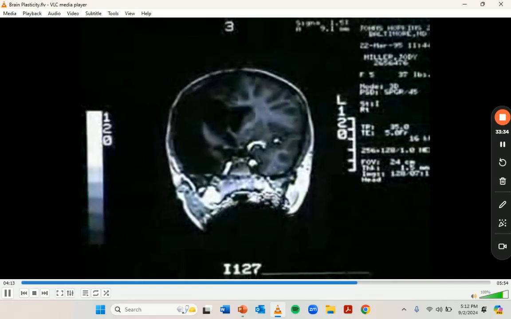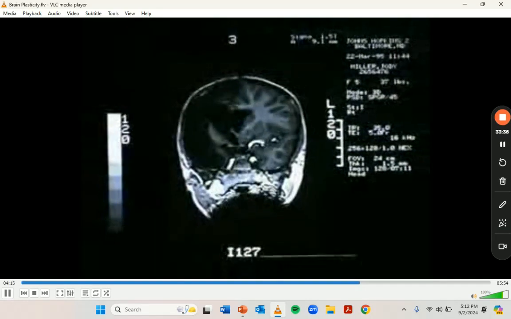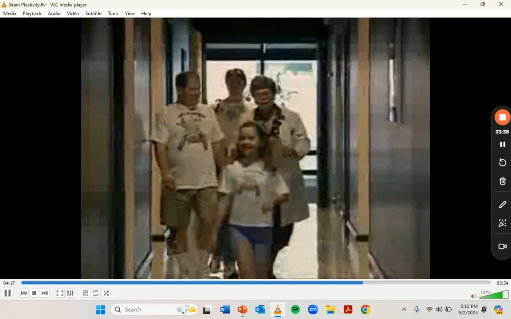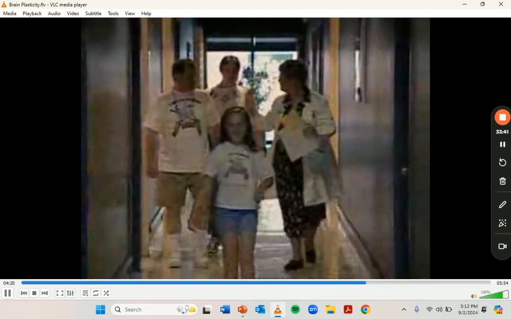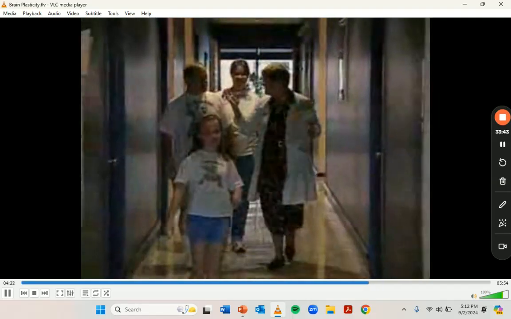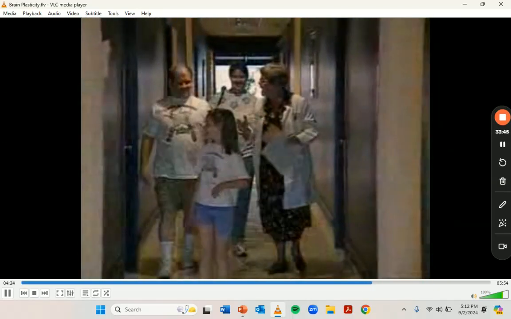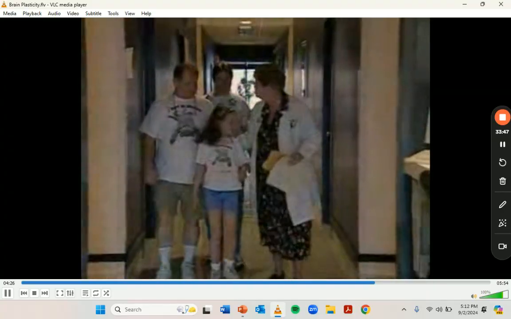But how could Jody function normally with only one hemisphere? It's because of a miraculous ability of the brain called plasticity. Our brains can actually change shape, creating new connections between neurons or brain cells to replace lost or damaged ones. Jody's left brain started reconnecting almost immediately.